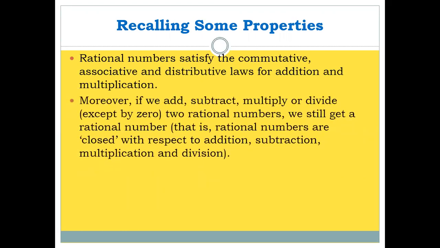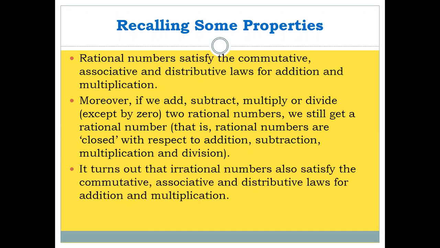If we add, subtract, multiply, or divide, except by zero, two rational numbers, we still get a rational number. That is, rational numbers are closed with respect to addition, subtraction, multiplication, and division. Whenever we do such operations on rational numbers, we always get a rational number. That's why we call it the closure property.